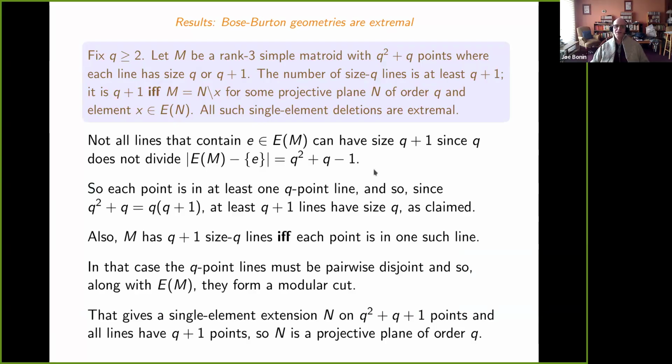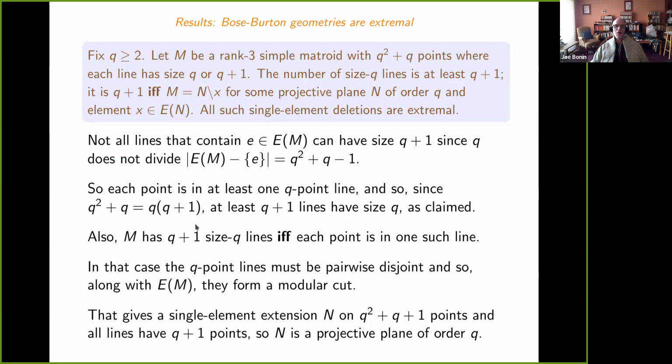You first just argue that every point actually needs to be in a Q-point line, because otherwise Q would have to divide the number of points outside of a given point. It'd have to divide Q squared plus Q minus 1, which it doesn't. So every point is on a Q-point line. And then you'd use this very sophisticated technique called factoring. Q squared plus Q, the number of points, is Q times Q plus 1. So what's the minimum number of Q-point lines you could have? Oh, Q plus 1. So that's it. So yeah, not exactly high level stuff here.